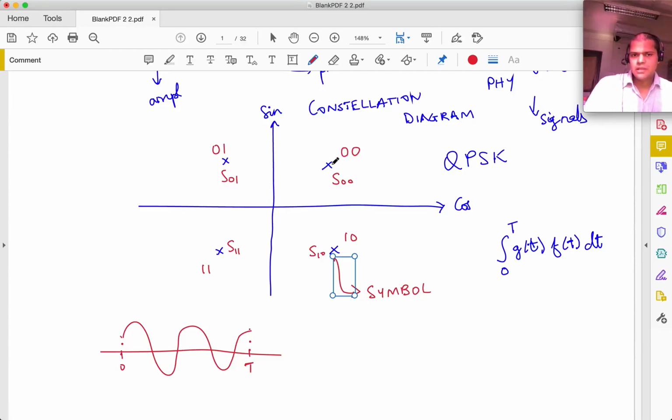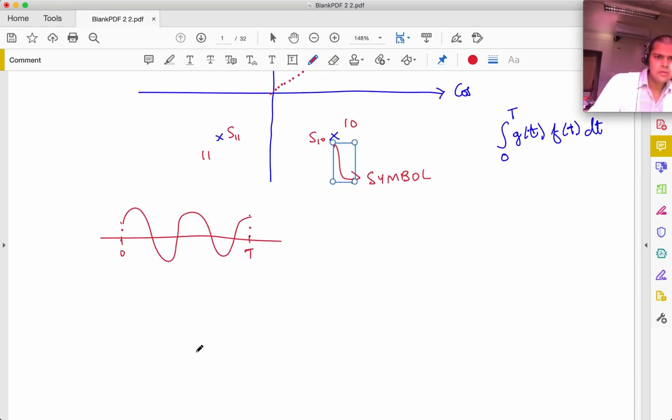So here we are not changing the amplitude when we go from one symbol to the other. All of them have the same amplitude, because amplitude is given by the distance of this symbol from the origin. So all of them have the same distance from the origin, so they have the same amplitude. So when we go from one symbol to the other, the phase is going to shift. So let's say that this is S00, and maybe S11 looks something else. Maybe it looks something like this.